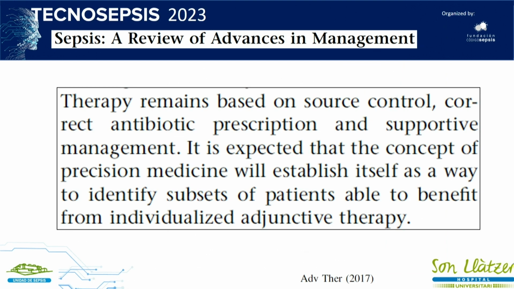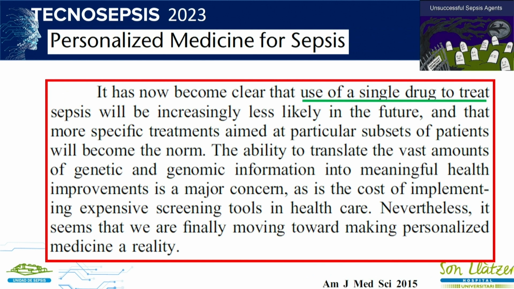So in 2023, we have source control, antibiotics, and supportive treatment, only that. After many decades, you have the same treatment for sepsis. And the great problem is that we think that using only one drug is possible to treat all kinds of sepsis. We talk about phenotypes, different genotypes. The relationship between bacteria such as Haemophilus influenzae or Pseudomonas aeruginosa is completely different. The inflammatory signals are different. So it makes a difference at the moment of treatment.